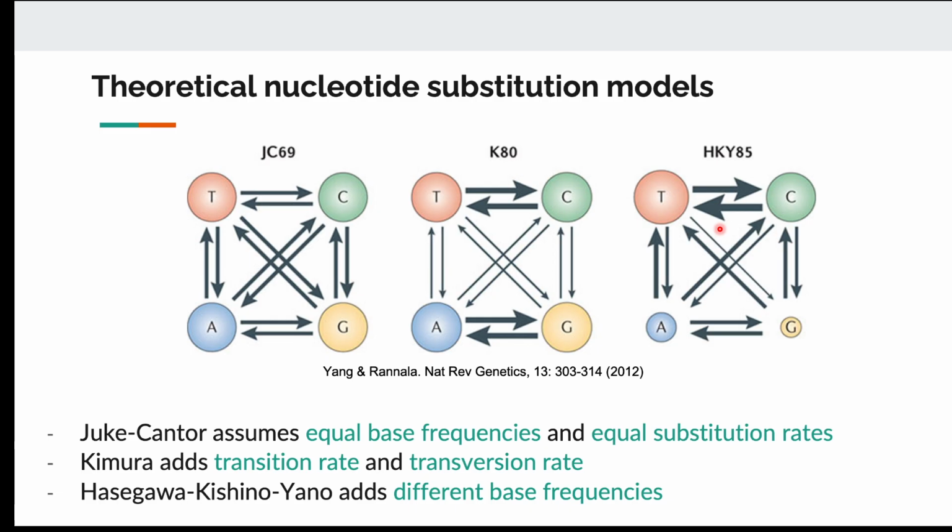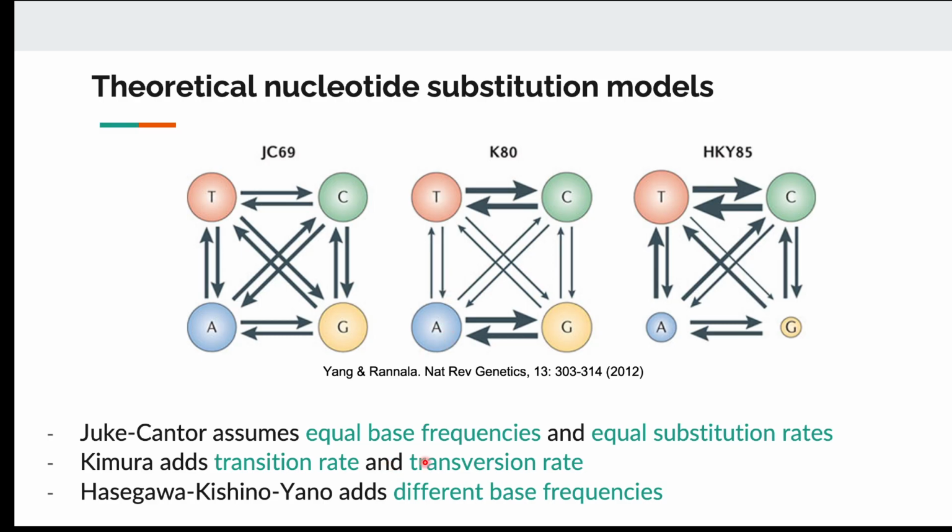So just to summarize, when you see JC, this is from two people's names, Jukes-Cantor. They assume that all the nucleotides have the same frequency, 1/4, and all the mutations occur at the same rate. A can become T or C or G with the same probability. The second one, K for Kimura, assumes that there are two different mutation rates. One is the transition, one is the transversion. So instead of one mutation rate, now we have two.